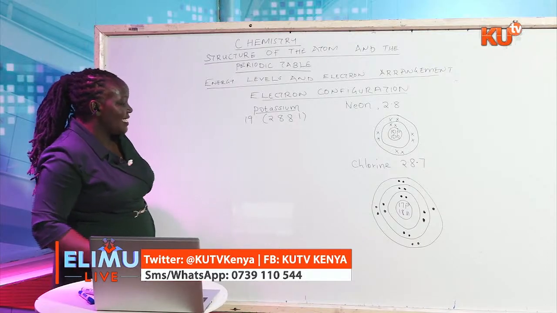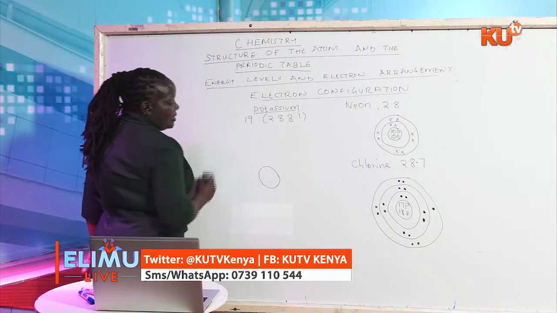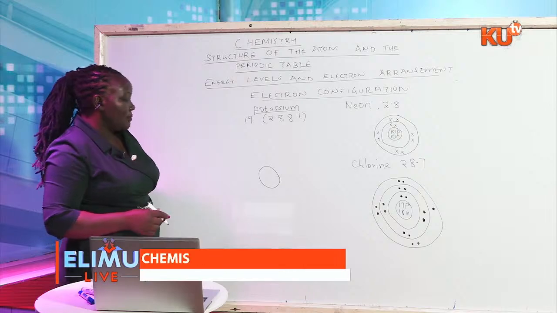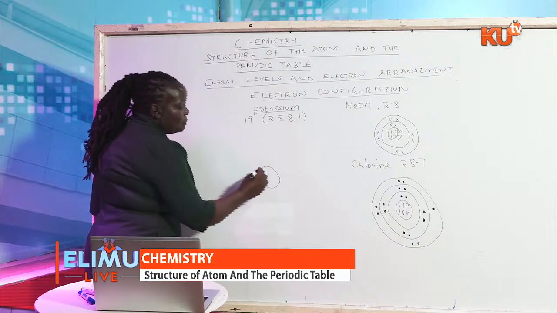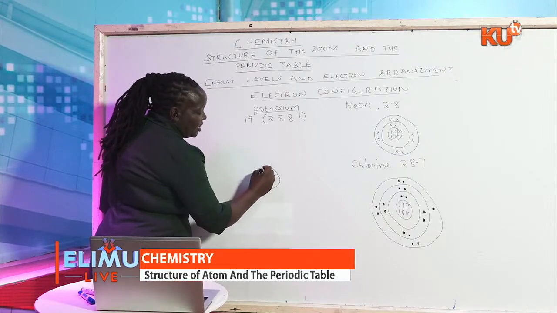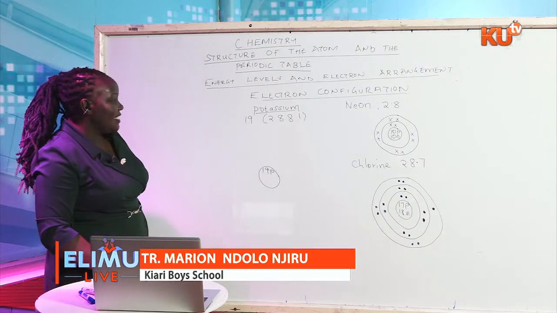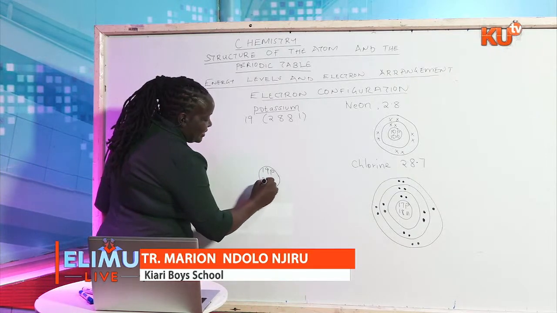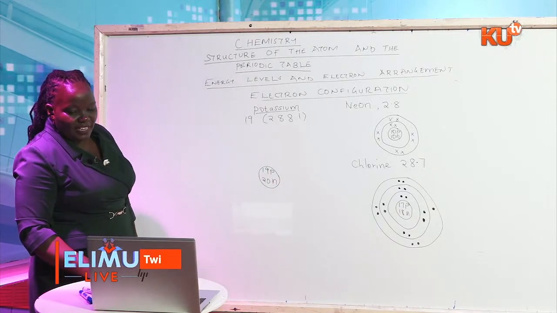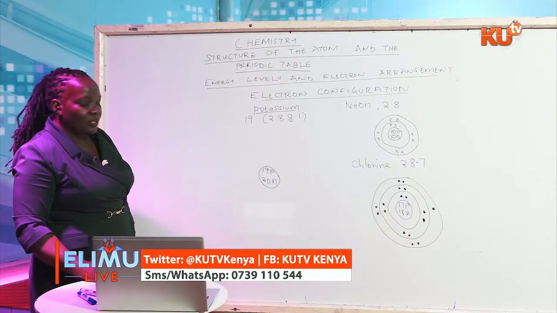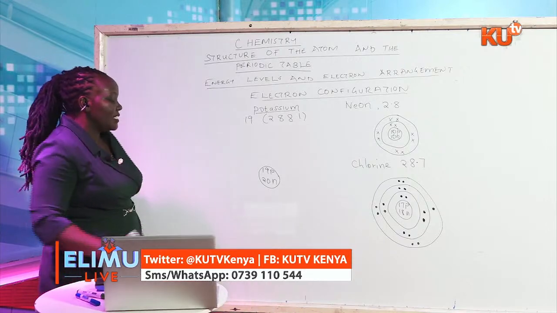So we have said that we start with the nucleus. The nucleus contains the protons. The number of protons in a potassium atom is 19, and then it has 20 neutrons. 19 protons and 20 neutrons. And then the electrons are occupying 4 energy levels.